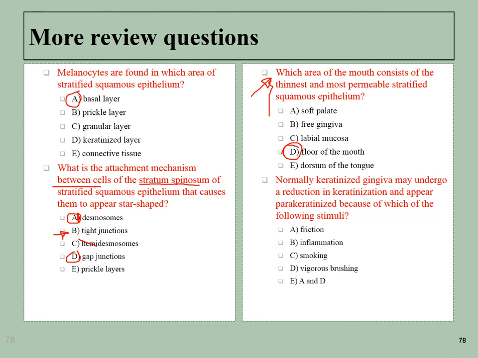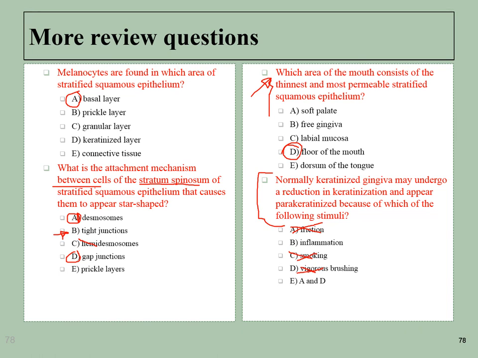Lastly, normally keratinized gingiva may undergo reduced keratinization because of which of the following stimuli? Ooh, and this is not something I covered in the lecture. I did cover that friction could increase keratinization. So now if we're asking what could decrease keratinization, it definitely should not be friction or any other type of stress like smoking or vigorous brushing. And that's just going to lead us to inflammation.